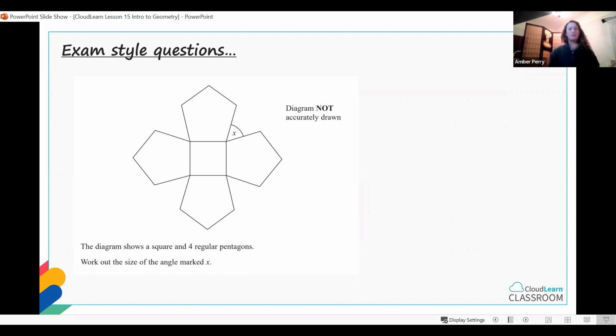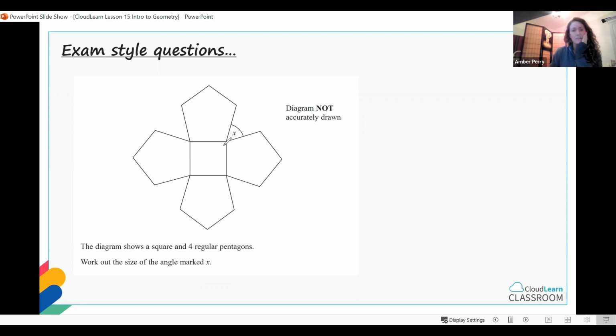Okay. So the diagram shows a square and 4 regular pentagons. So this is a good question because it's all regular, okay? And we are being asked to find the size of the angle marked X. So we need to know, now in a question like this in an exam, I would highly recommend that you mark on anything you know. So for example, I can see a square.